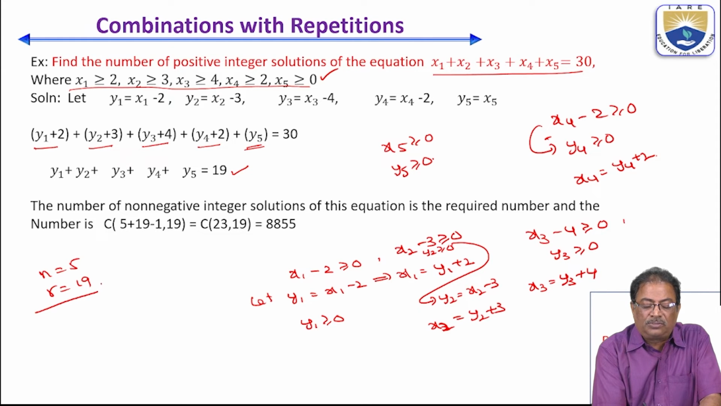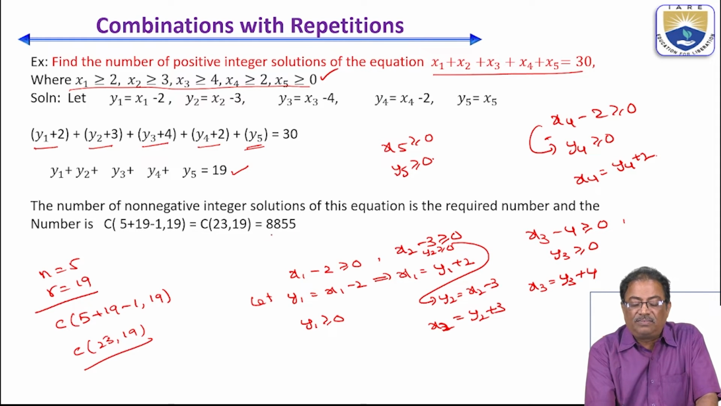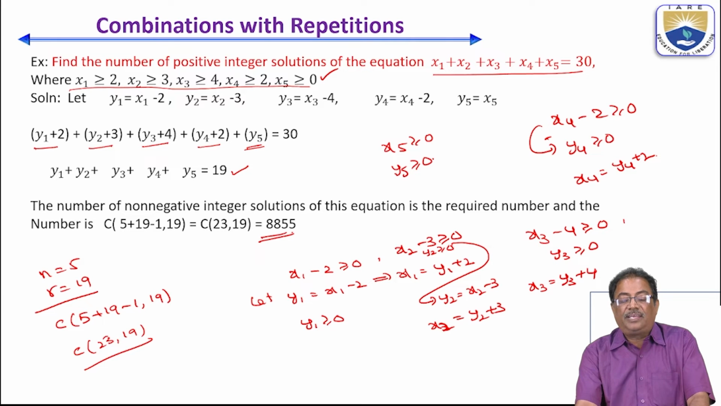Then substitute C of n plus r minus 1, that is 5 plus 19 minus 1, C r. r means we have to consider 19. So C of this will become 23 C 19, which is equal to 8855.